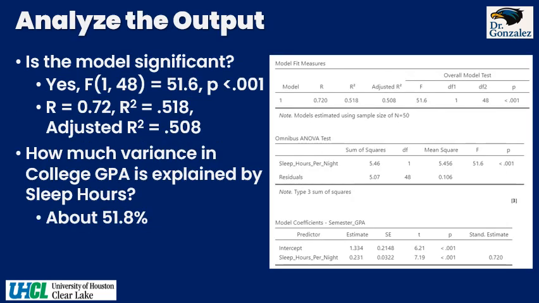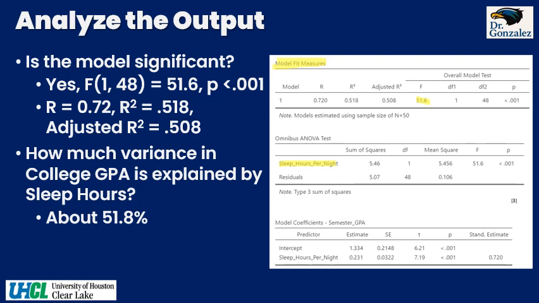And we're going to get an output that looks like this. The first thing you're going to focus on is your model fit measures. And there's only one predictor in this particular scenario. So that one predictor is sleep hours per night. So I have an R and an R squared and an adjusted R squared, and then I have an F value. And that F value has been compared to critical values established with our degrees of freedom and our significance level, which is 0.05 for everything in this class.